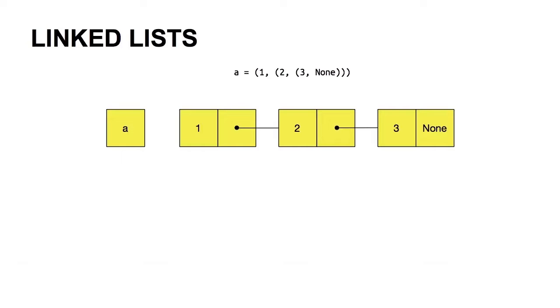In Python, we can easily model these with nested tuples. Here's the linked list containing the numbers 1 through 3. We use None as a sentinel value to indicate the end of the list.